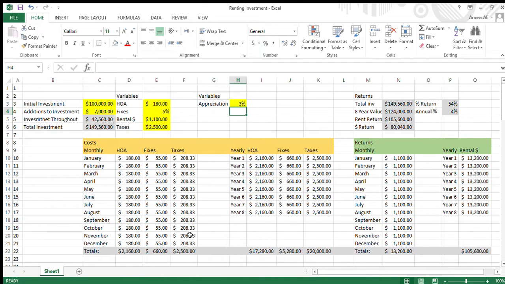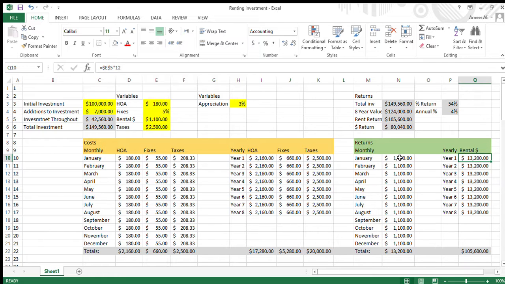Your taxes, $208 a month. Here it's just extrapolated for annual. So year 1, year 2, and I usually go 8 years. 8 years is a reasonable amount. You can go 9, 10, you can go 11, 12, but 8 is within the horizon of what I can usually see. Fixes, that's the 5% annualized, and the taxes are the taxes annualized. So you can see the returns you're looking at, once again, monthly returns and yearly returns, about $13,200.